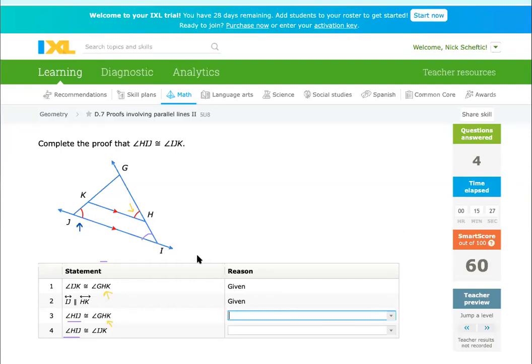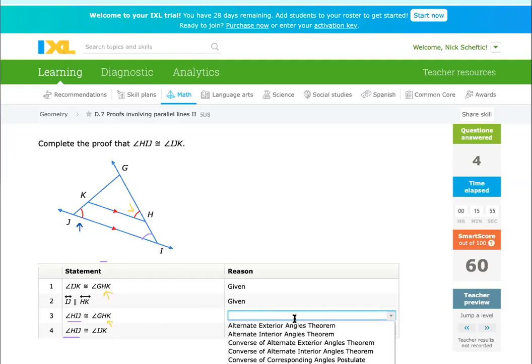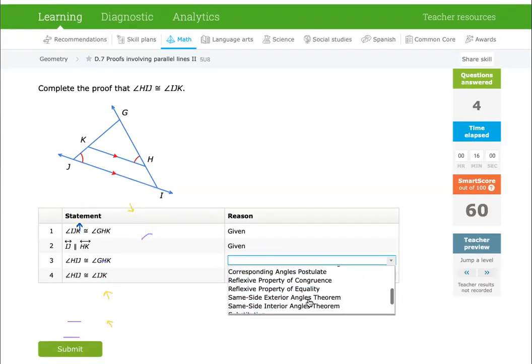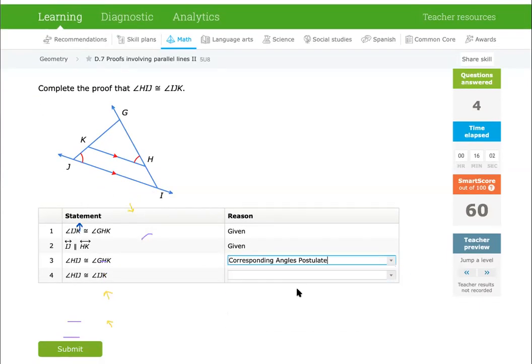All right, this next one they give us the two given there. They mark down IJK is congruent to GHK, and then IJ is going to be parallel to HK. All right. So then the statement we're given is HIJ is congruent to GHK. So I got my purple marking, and I have my yellow arrow, as you can see. Those are going to be right here, the corresponding angles postulate.